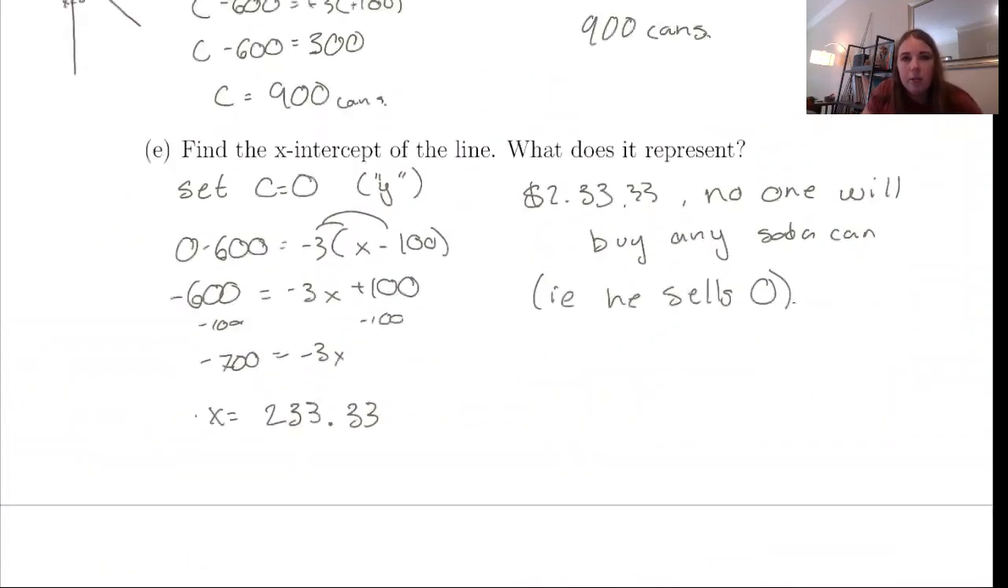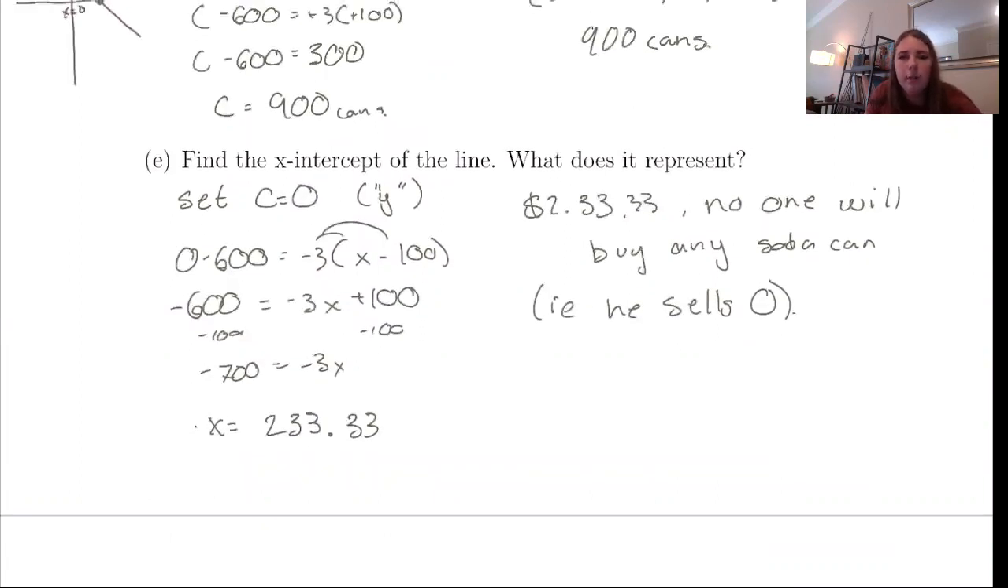So how do you guys feel about the can problem so far? Or I guess not so far, but now, afterwards. Thumbs up, thumbs sideways, and thumbs down. Okay, great. A lot more thumbs up. Makes me feel good. Wow, my God. I should go take a nap.